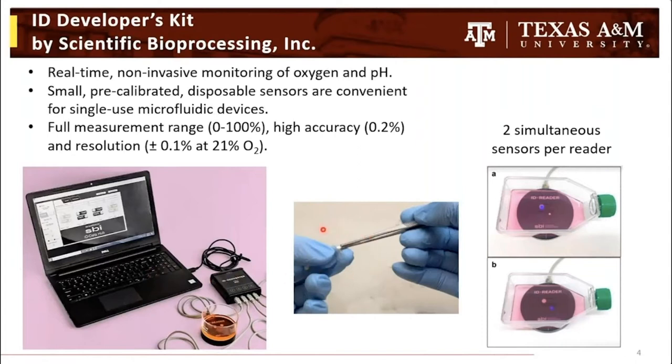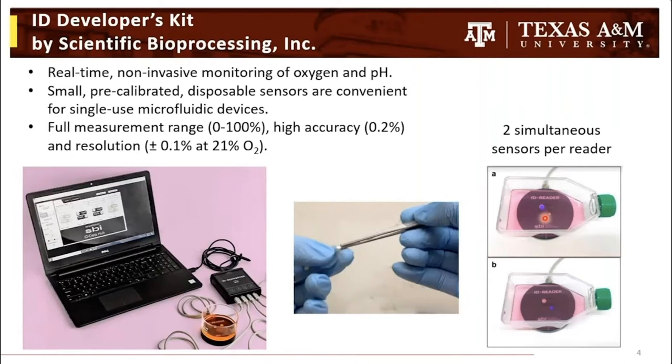This is what the sensing technology looks like. The sensors, as I mentioned, are very small. They're pretty easy to handle, and they're disposable, which is very convenient in this case. And something very interesting and very convenient about this system as well is the fact that each one of the readers has two sensing positions, as you can see in these images, these two dots over here. And so this is convenient for traditional cell culture vessels because it allows you to monitor both oxygen and pH at the same time from a single vessel.